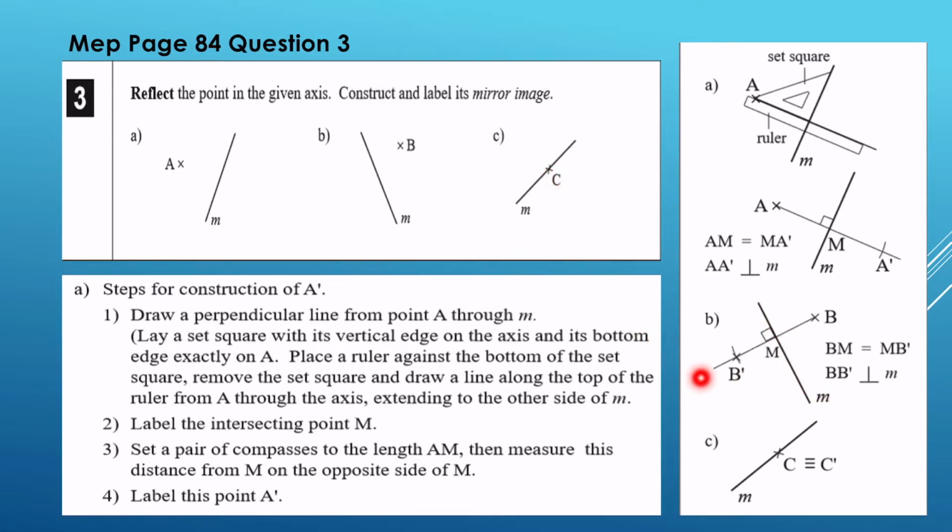For point C, since we're asked to reflect it and the point is on the mirror line, point C prime will be equal to point C. It's going to be the same point.